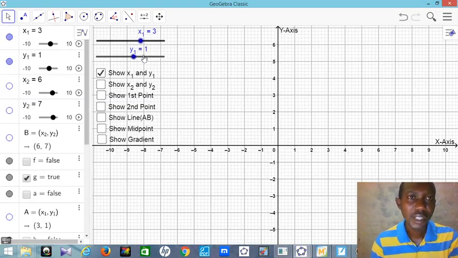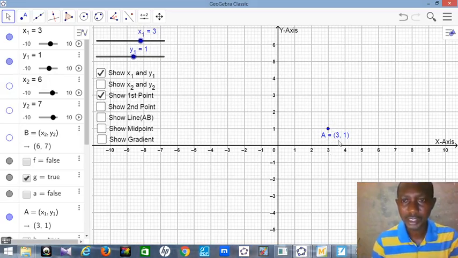So let's take this slider as our x1 and y1. You can see this is the first point. If I say show the first point, you can see this is the first point there. So when x1 is 3, y1 is 1. That's what you have here. When x is 3, you can see it, then y is 1. So that is the first point.